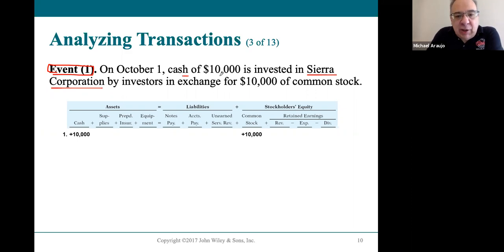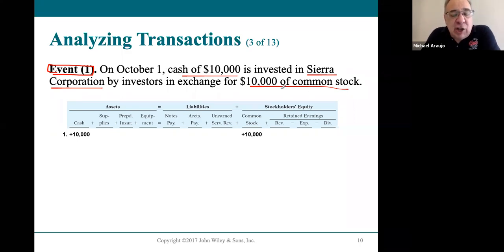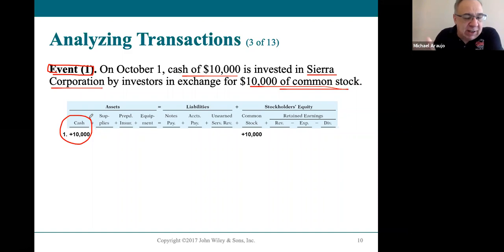Now, in this particular very first event, this is how corporations begin, right? Investors put cash in the company. They get shares of common stock. They get equity. So on October the 1st, investors put $10,000 of cash in Sierra Corporation in exchange for $10,000 of common stock. This was a transaction. The economic financial position of the company changed with this event. How did it change? We had more cash because the owners put cash into the company. But the company now has to record that it has more owners, more common stock, $10,000 worth.